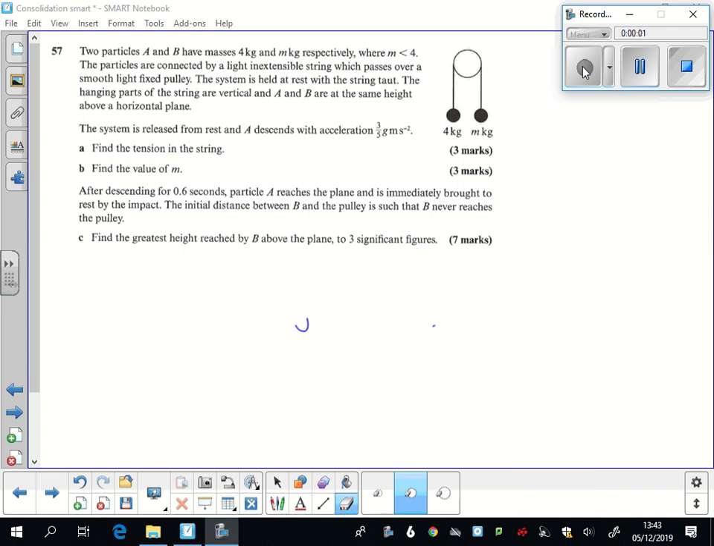Question 57 is quite a long one here. It's part C that takes the most time. We'll start here. And what we've got is this little system attached by a pulley.